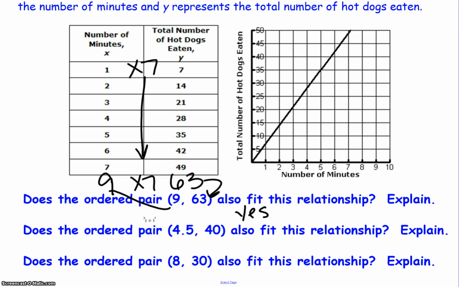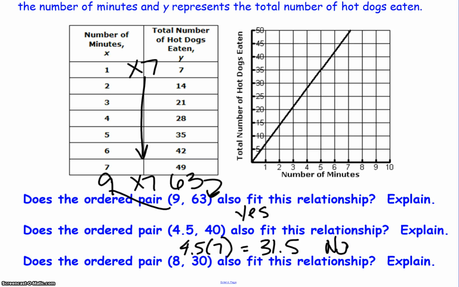Does the ordered pair 4.5, 40 fit in the relationship? Well, 4.5 times 7 is 31.5. Does it fit in? No. The y's are different.